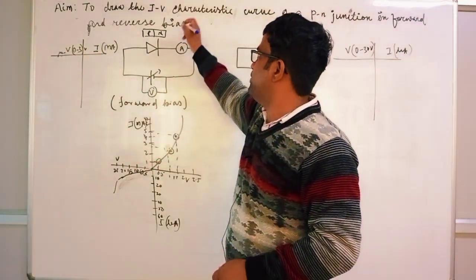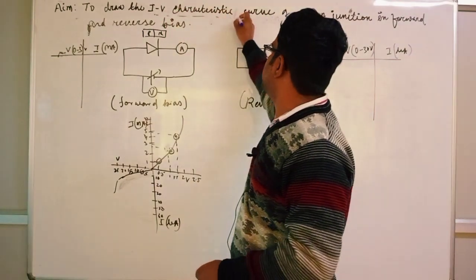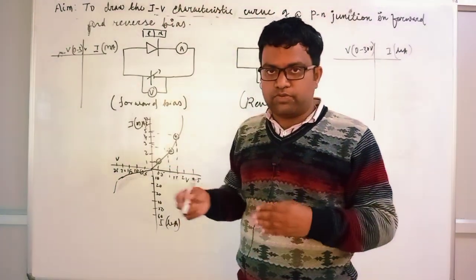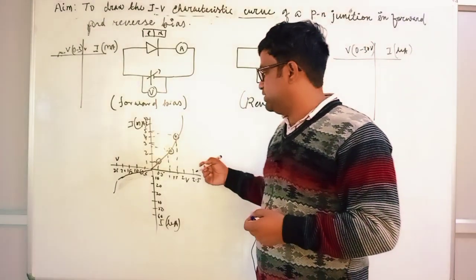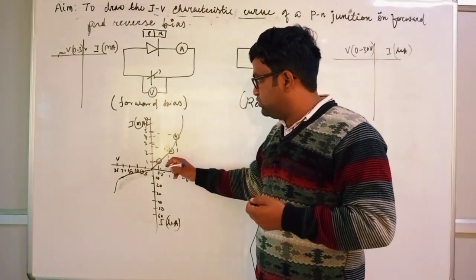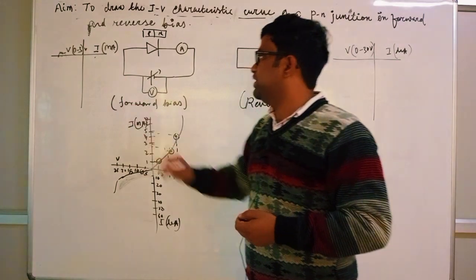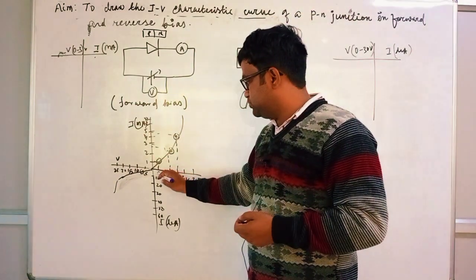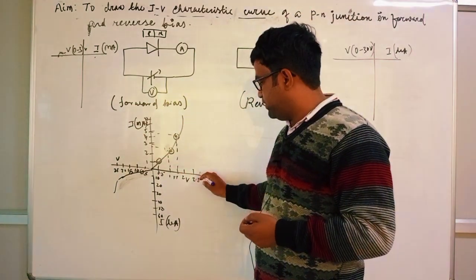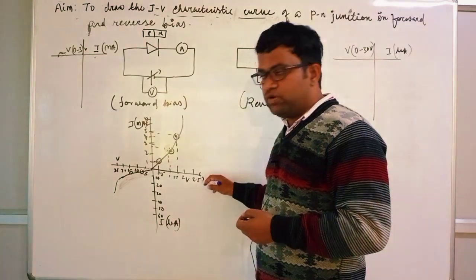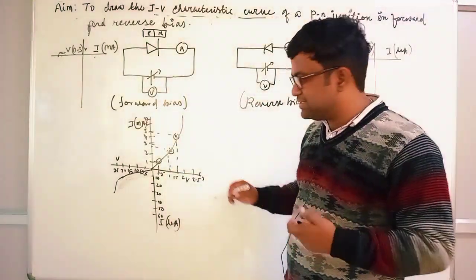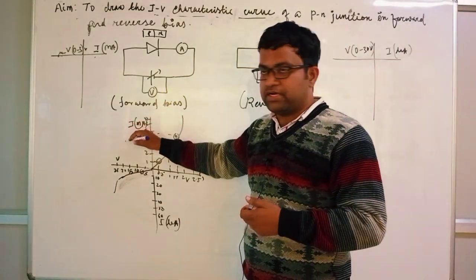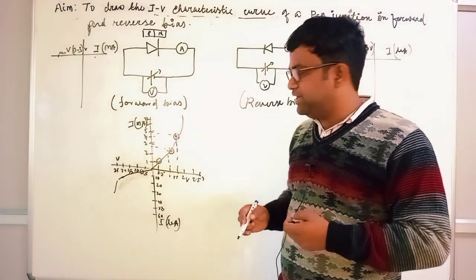This is the aim of the experiment, to draw the IV characteristic curve. So we have to draw one graph from the data that we get from our experiment. For different voltages we'll get different currents. Suppose the range is 0.5 to 2.5 or 3. This is my voltage range, which I'll keep on the x-axis. Then on the y-axis I'll keep the current, which will be in the order of milliampere.